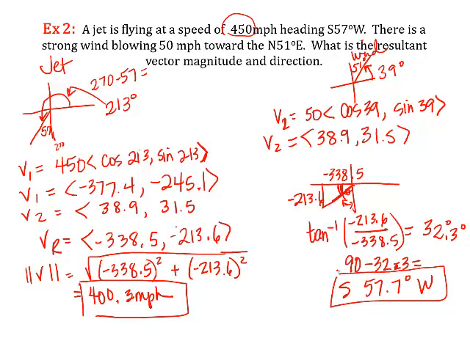So you'll notice that the resultant angle is not all that different than what it was to begin with. However, the speed is changed. It was going 450 miles an hour, but this wind is slowing it down to 400 miles an hour. So that's what resultant vectors do.